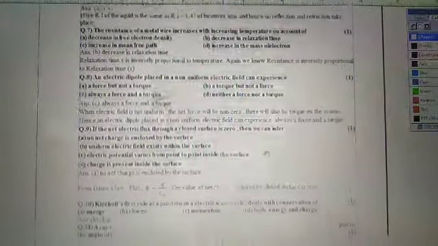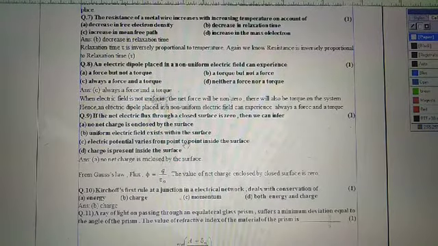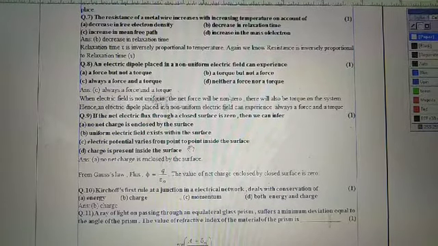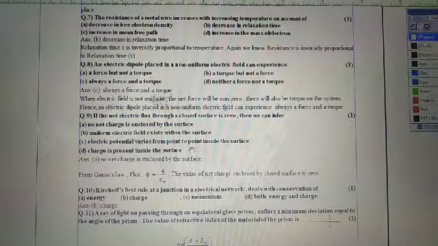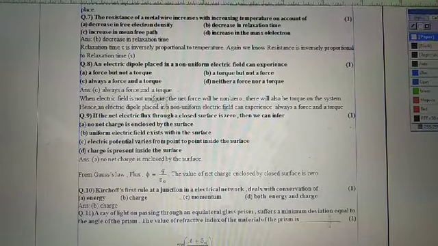Under such condition, refraction and reflection are not possible. Let's proceed to question number 7. The resistance of a metal wire increases with increasing temperature on account of option A, decrease in free electron density, option B, decrease in relaxation time, option C, increase in mean free path, option D, increase in the mass of electron. The right option is decrease in relaxation time.